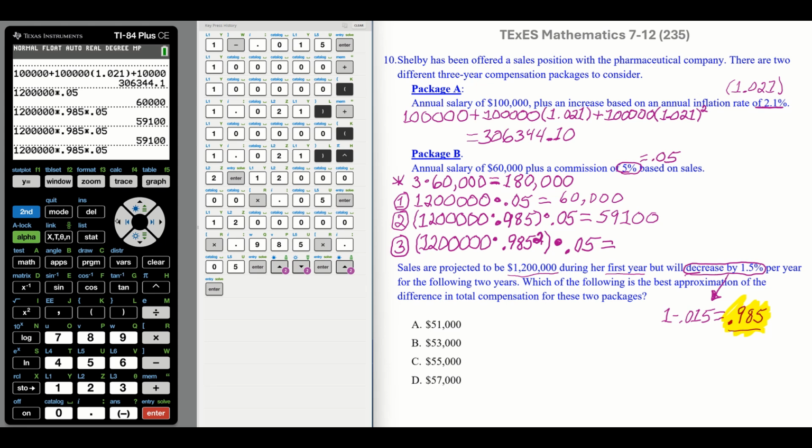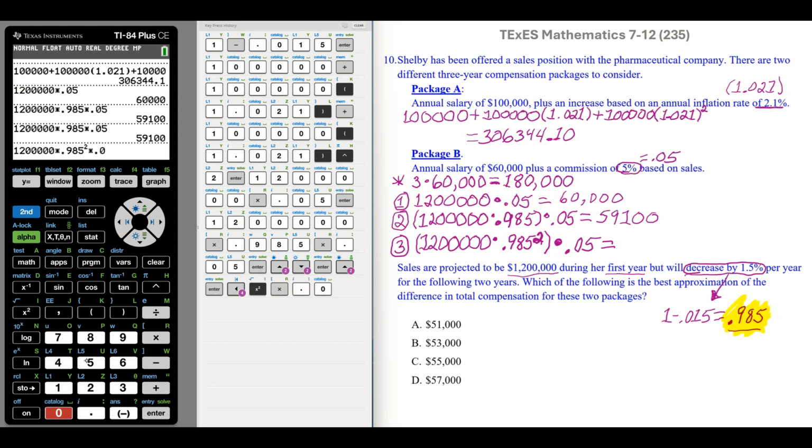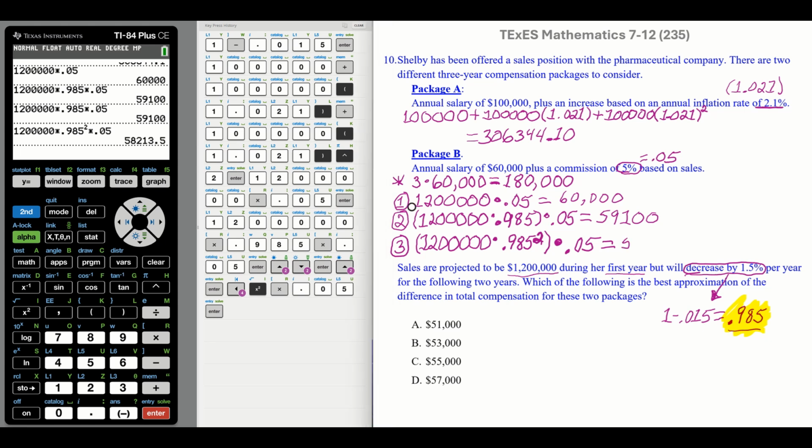Okay, so what am I doing here? I could just go back. Let's just do that. I'm going to square this times 0.05. There it is, exactly like we have it. Push enter. And that is the correct value, 58,213.5.